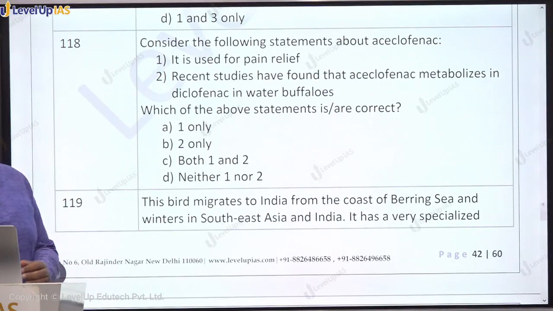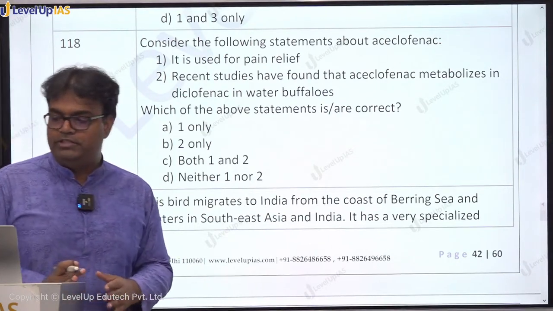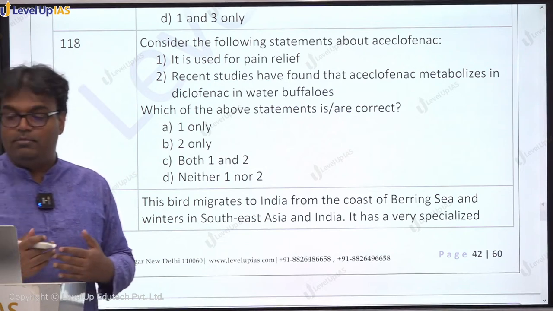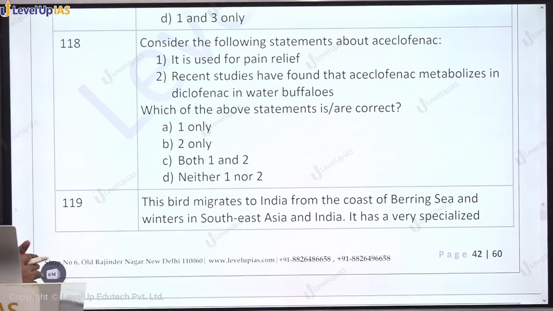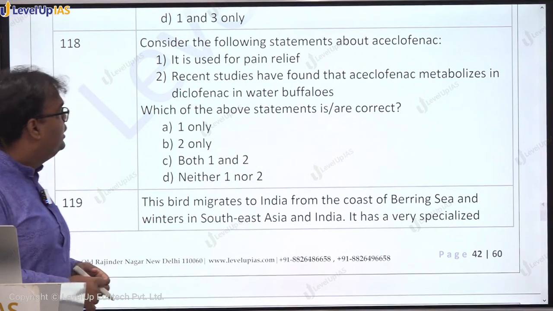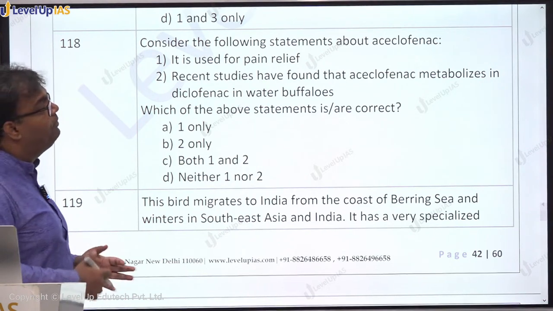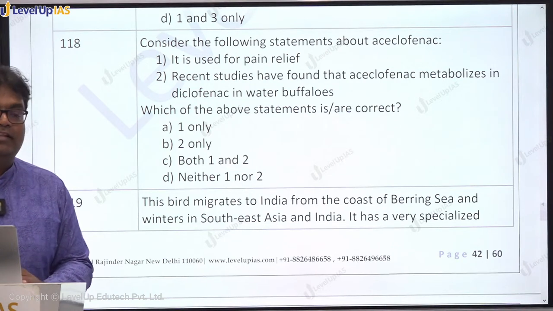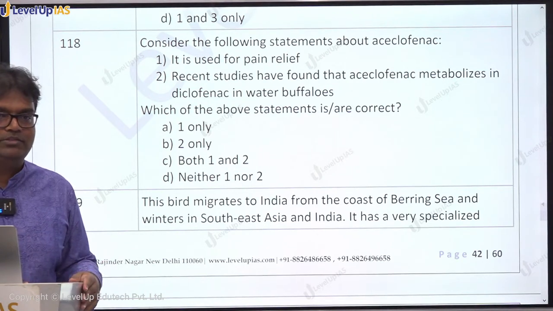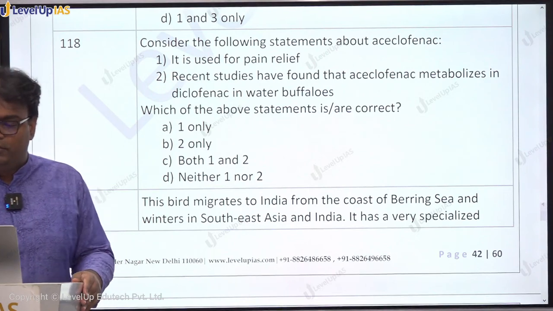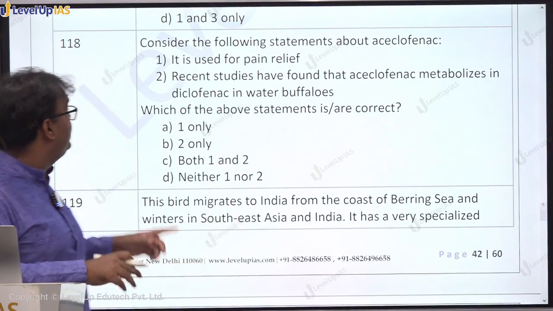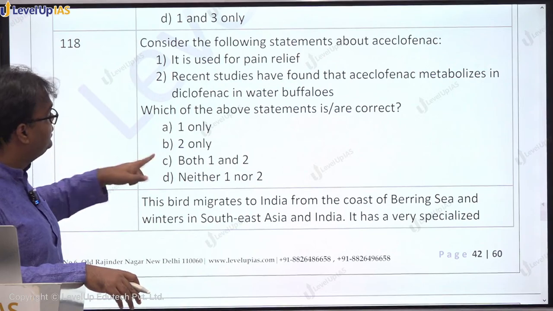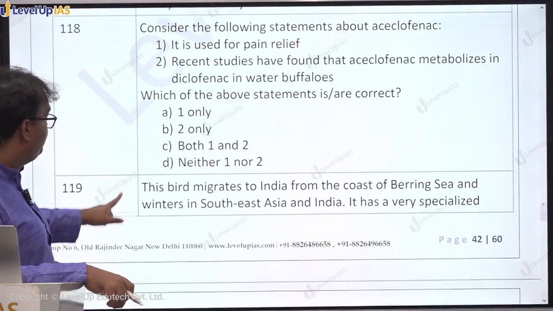118. Aceclofenac. Aceclofenac came to replace diclofenac. About that, some recent studies were there. It is used for pain relief. Yes. Recent studies have shown that aceclofenac metabolizes into diclofenac in water buffaloes. And that is why it is also creating problems. So we had thought that it will reduce the issue, but it is also creating problems. 118, what is the answer? C, both 1 and 2.